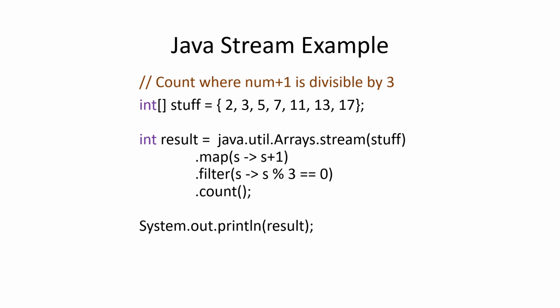Filter will only allow those values where that number mod 3 is equal to 0. Now originally, none of the values, but we've already added 1 to them. So this is the number plus 1. And then we count how many of them occur at the end. So in this case, there are 4 because 2 plus 1 is 3, that's divisible by 3. 5 plus 1 is 6, is divisible by 3. 11 plus 1 is 12, is divisible by 3. And 17 plus 1 is 18, which is divisible by 3. So the answer of this will be 4.